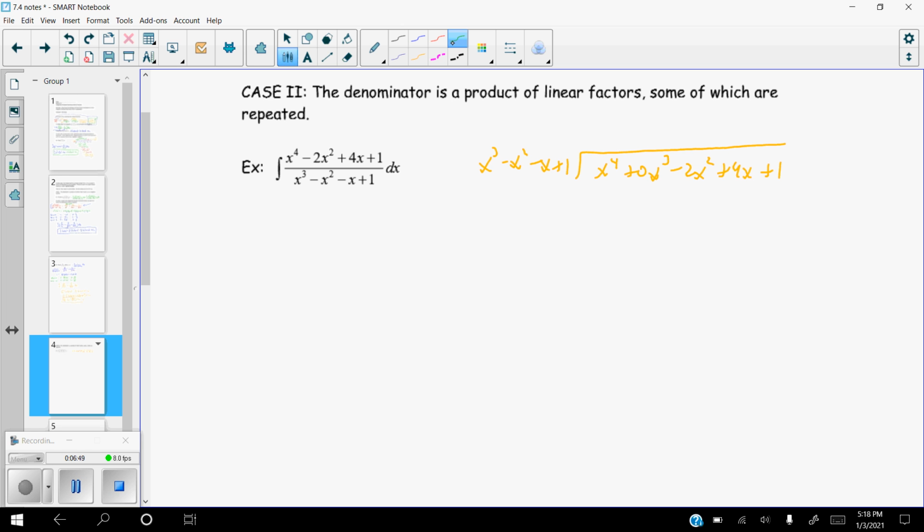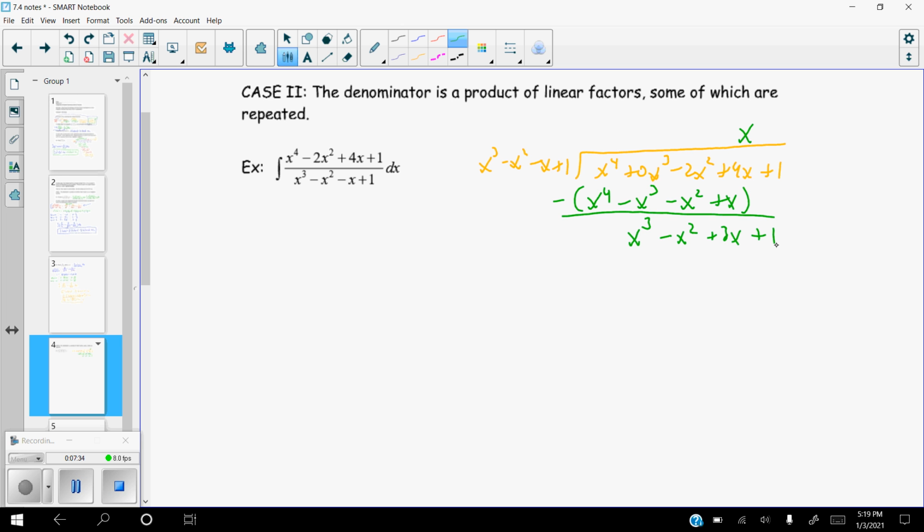Ask yourself, what do you need to multiply times that first term, x cubed, to get the first term underneath, x to the 4th? Well, that's just x. Now you distribute the x to everything. So x to the 4th minus x cubed minus x squared plus x, subtract. X to the 4th minus x to the 4th, gone. 0x cubed minus minus x cubed becomes plus, so that's plus 1x cubed. Negative 2x squared minus minus, so plus x squared becomes minus x squared. 4x minus x is just 3x. And then we'll bring down the 1.